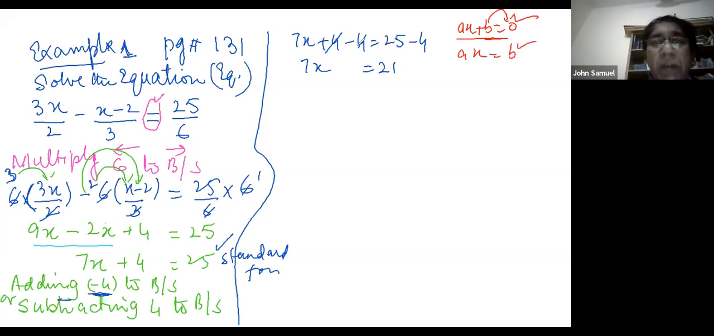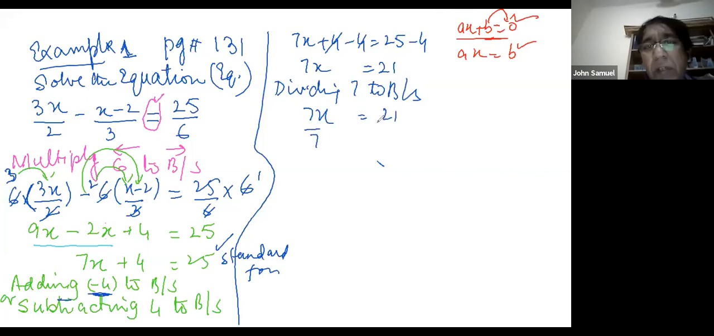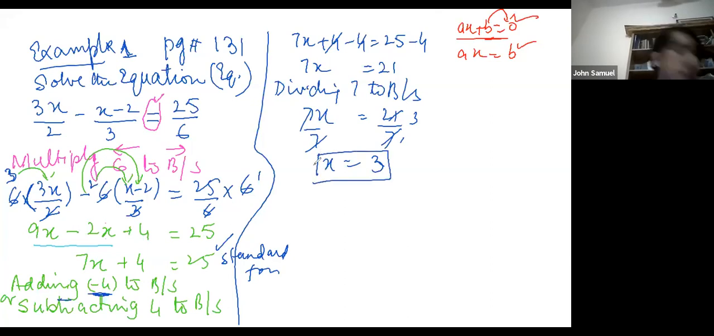So what we will do here, my dear students, is divide both sides by 7. So 7x upon 7 is x, and 21 over 7 cancels: 7 one times is 7, and 7 three times is 21. So the value of the unknown variable is x is equal to 3. Hope you got it.